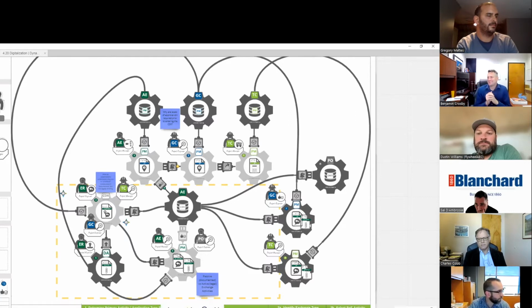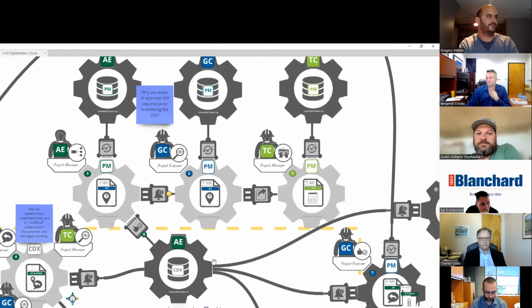So let's talk about that in the context of the future state here, right? So now you're seeing a different picture, right? Instead of individual line boundaries and information passing back and forth, this process is more collaborative. So we'll go through it a step at a time.